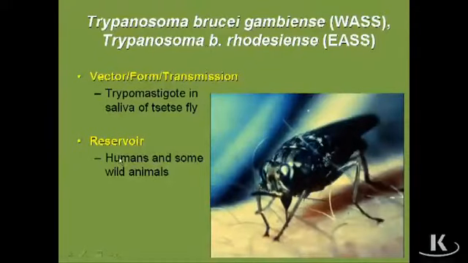Now, Trypanosoma gambiense and rhodesiense correspond to West African and East African sleeping sickness. And these are both transmitted by this lovely little guy we see in the image here, which is the tsetse fly. So the reservoirs are other humans and animals, and the vector is going to be the tsetse fly. And again, you need to know the vectors for all of these diseases we're talking about. So if you know nothing else about East and West African sleeping sickness, you should know the vector.